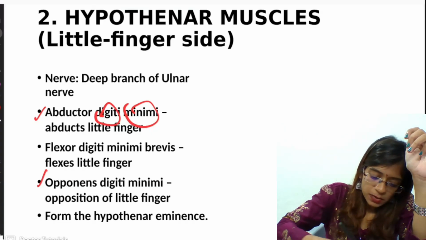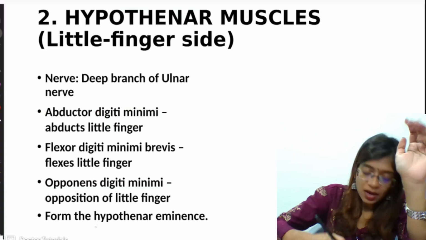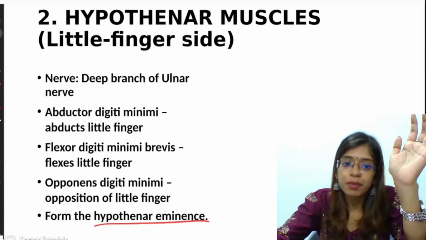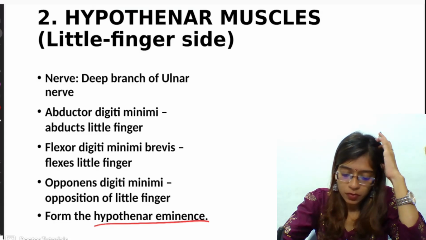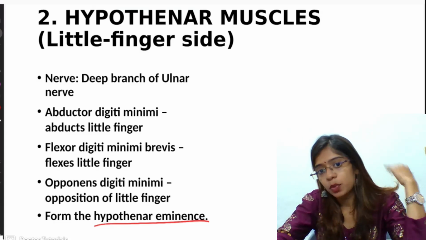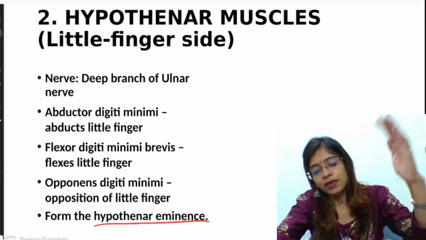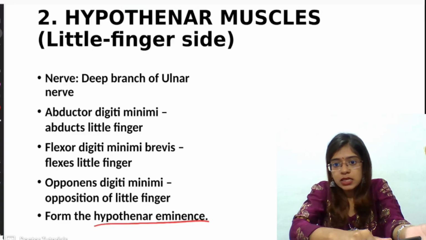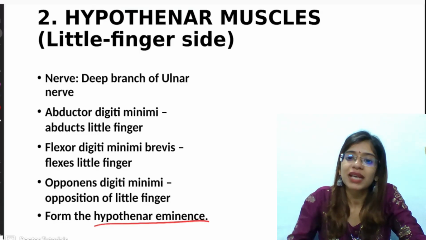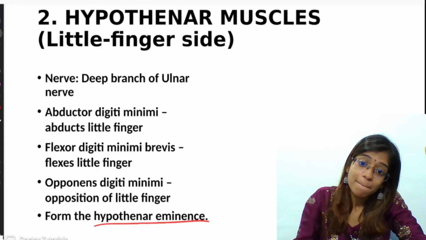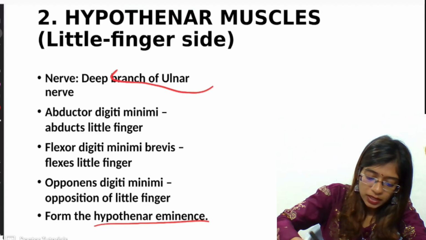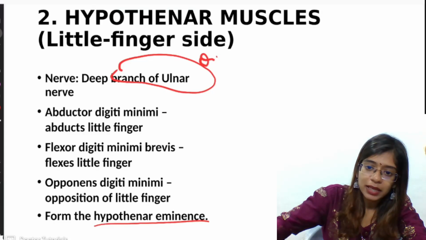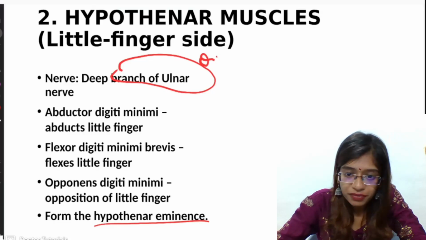All these muscles we discussed now form the hypothenar eminence. Now one important point from hypothenar muscles: they ask you, these muscles are supplied by which nerve? Which nerve is it? Ulnar nerve. This is a question they ask you. Hypothenar muscles are supplied by the ulnar nerve.